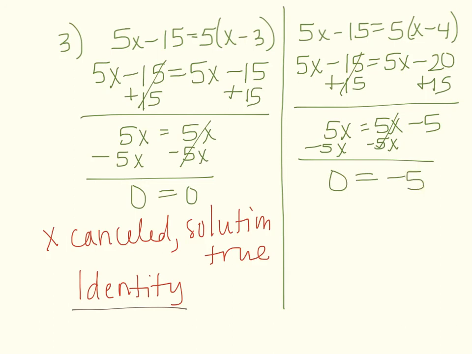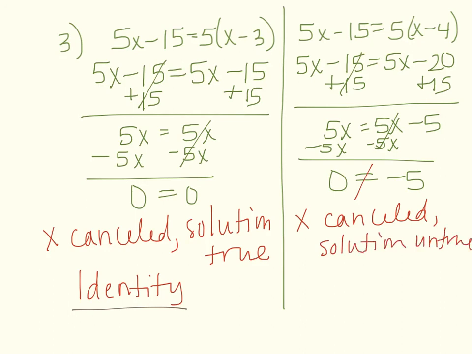Now let's look at what happened. My x's canceled. But what I'm left with is 0 equals negative 5. Well, 0 does not equal negative 5. This solution is untrue. When the solution is untrue and the x cancels, it's called a contradiction.